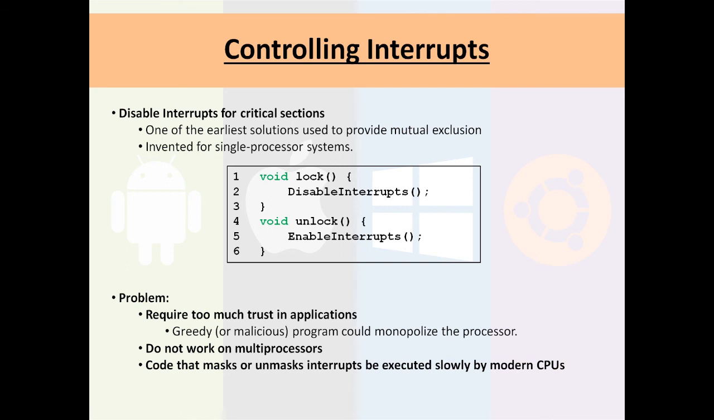And thirdly, code that masks and unmasks interrupts is executed slowly by modern CPUs. So it's quite a slow process or a slow instruction to execute.